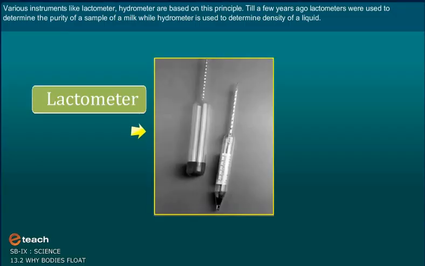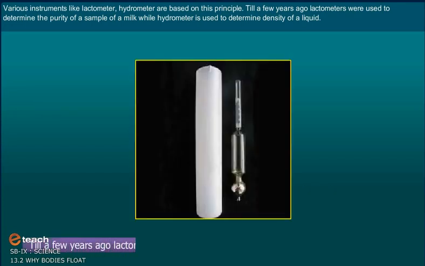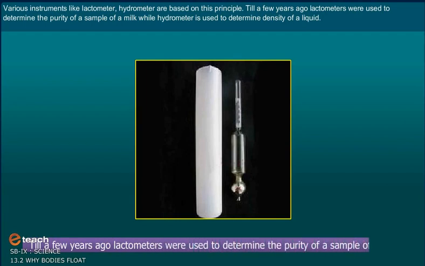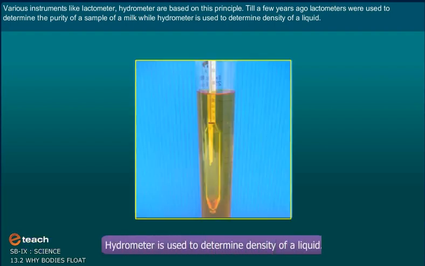Various instruments like the lactometer and hydrometer are based on these principles. Till a few years ago, lactometers were used to determine the purity of a sample of milk, while a hydrometer is used to determine the density of a liquid.